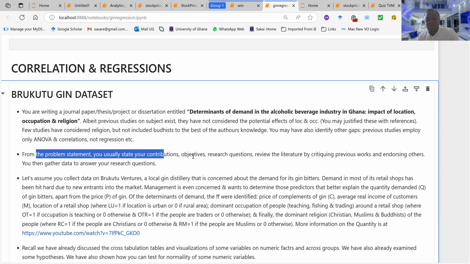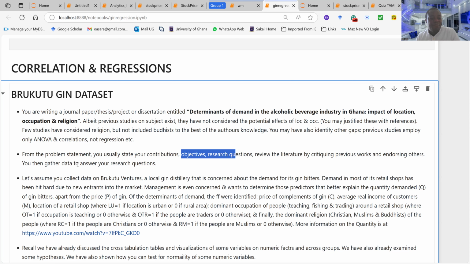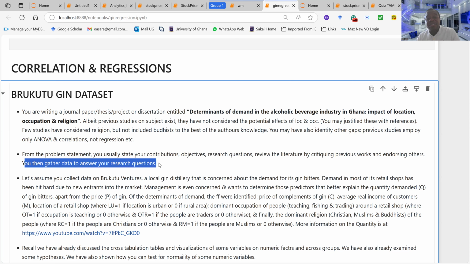And then from the objectives, you create your research questions. The questions are the same as the hypothesis without a question mark. The hypothesis is a statement, and then the research questions have question marks. Based on that, you now gather data to address the question. So for every research question you ask, you have to have a methodology, a particular technique you're going to use to answer that question. It must be precise, concise, and explicit.